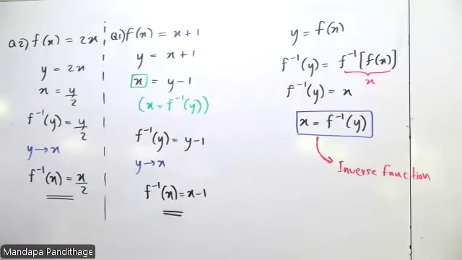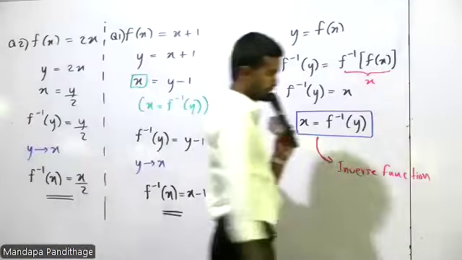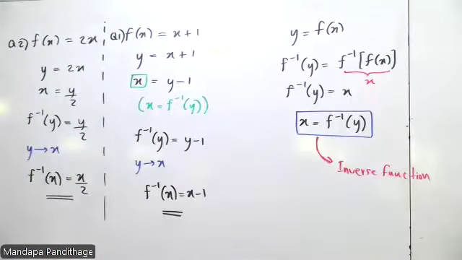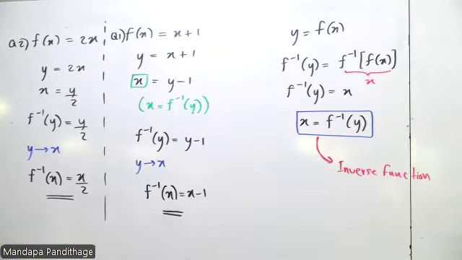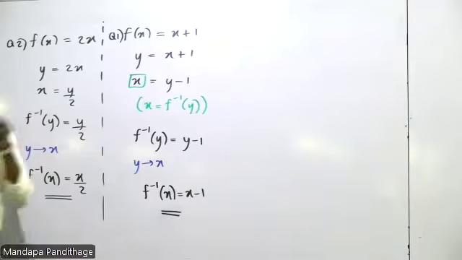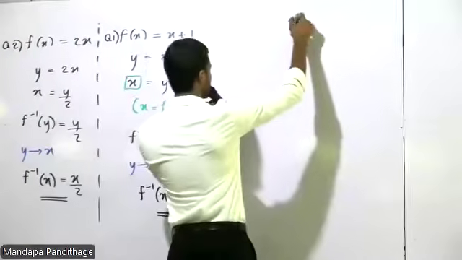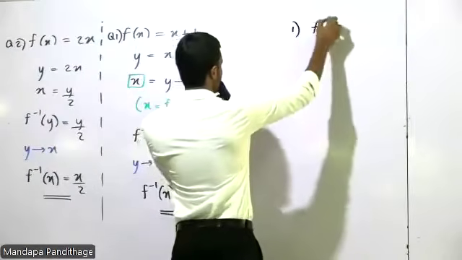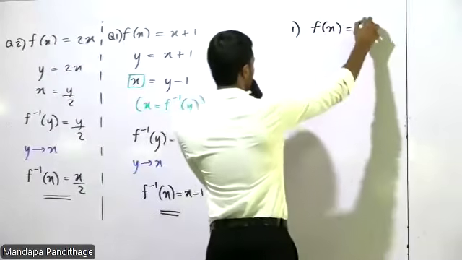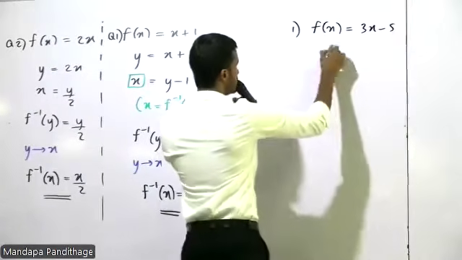Okay, do all the 5 questions in question number 2. Find the inverse functions. Silence. Do all the 5 questions. So the first one: f(x) is 3x minus 5.